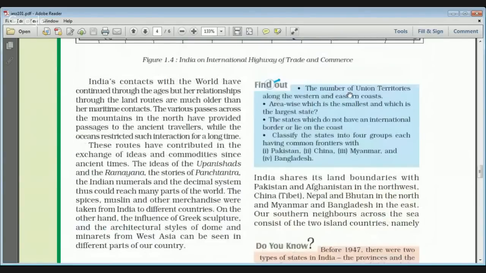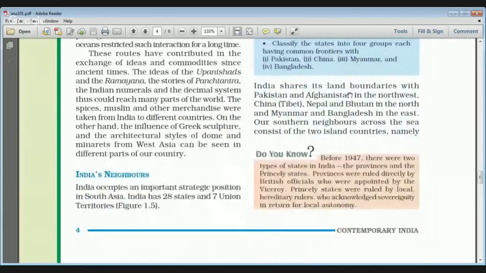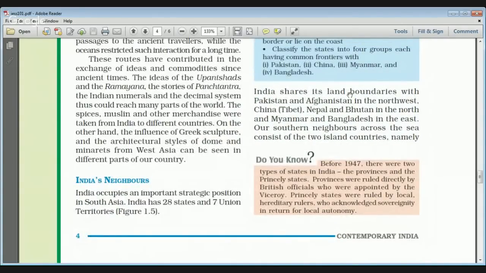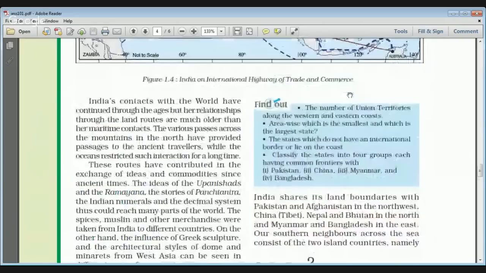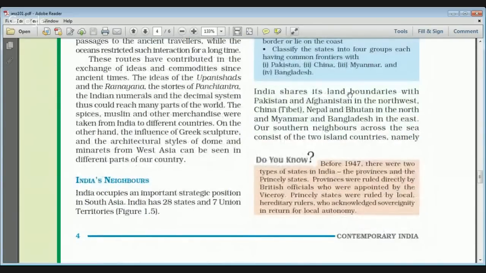Now, if we see India's neighbors, India occupies an important strategic position in South Asia. See, India has 29 states because Telangana has also been added now. So India has 29 states and 7 union territories. And India shares its land boundary with 7 countries, starting from Pakistan and Afghanistan in the northwest.